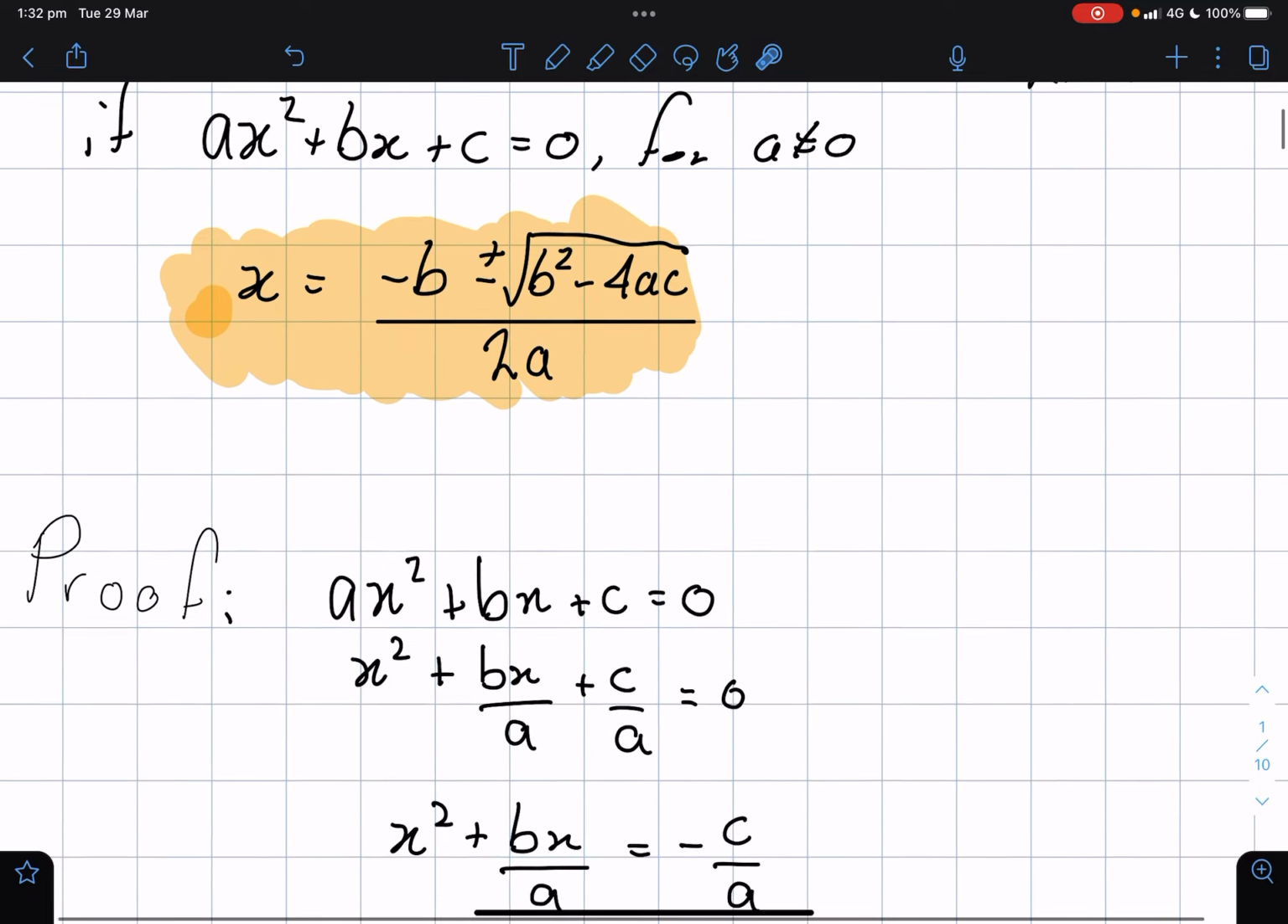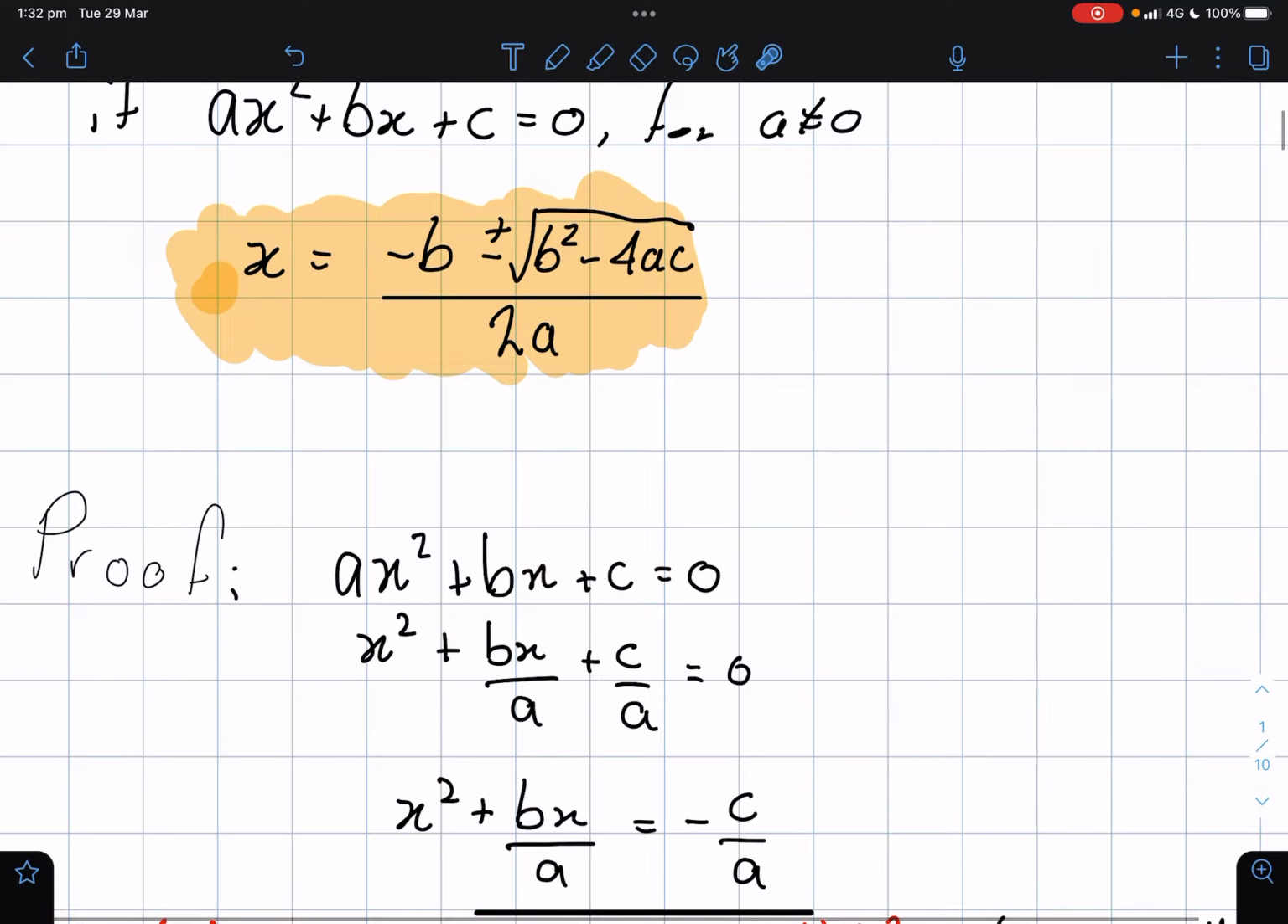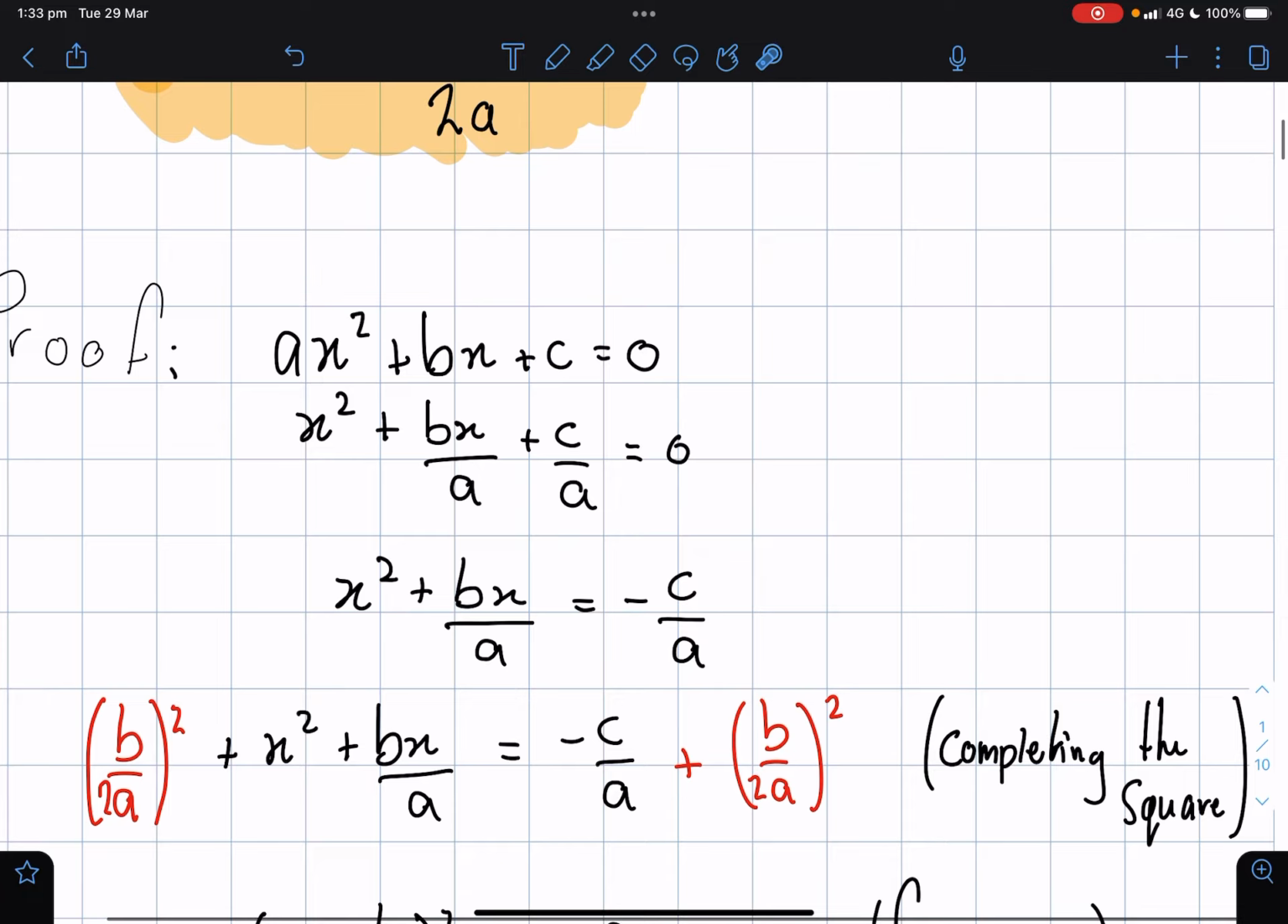The next step, I'm going to take that constant term over to the right hand side. So we're going to take away c divided by a from both sides. That will create a 0 on this side, and we're left with negative c divided by a on the right hand side. The next step is we're going to be completing the square.